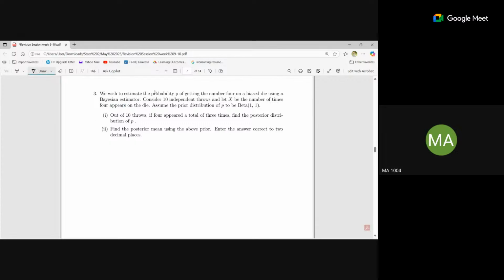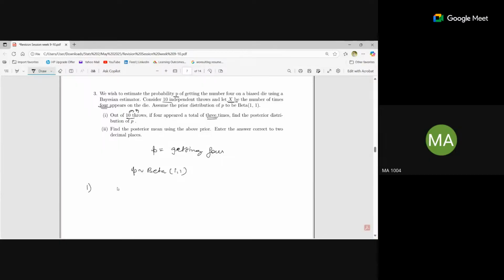Now, the question is, we wish to estimate the probability P of getting the number 4 on a biased die. So basically, what is my P? P is the success of getting 4, correct? Now, consider 10 independent rolls and let X be the number of times 4 appears on the die. So X is the number of times 4 appears. Assume the prior distribution of P to be beta 1, 1. So P is following a distribution which is beta 1, 1, right? The first question is out of 10 rolls, so in total, this is my N. If 4 appeared a total of 3 times, find the posterior distribution of P.